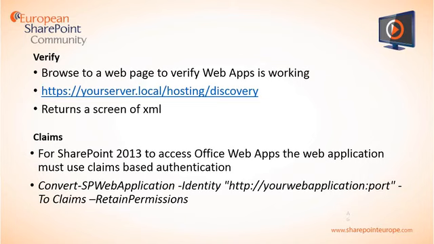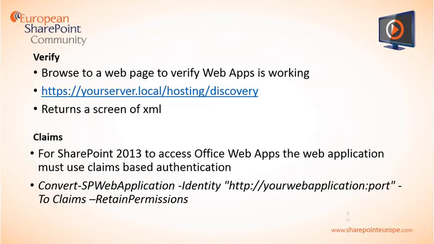So once you've installed it, you obviously need to verify that it's working. Literally, the easiest way to verify that your Office Web Apps is working properly is to browse to a web page, which is HTTPS, whatever your server is hosting, Discovery. What you should get back if it's working properly is a screen of a load of XML, which gives you names like .doc and references to different types of file types.